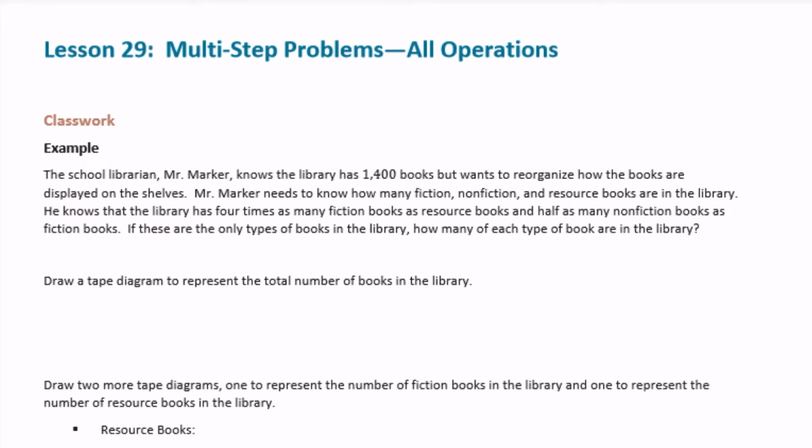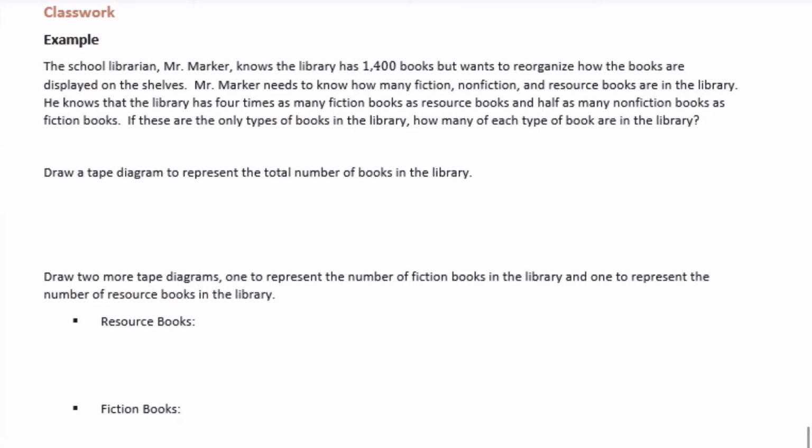Sixth grade, module 4, lesson 29, classwork. Example. The school librarian, Mr.